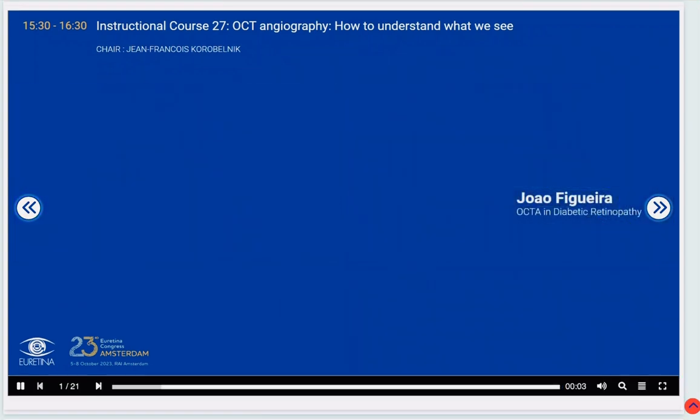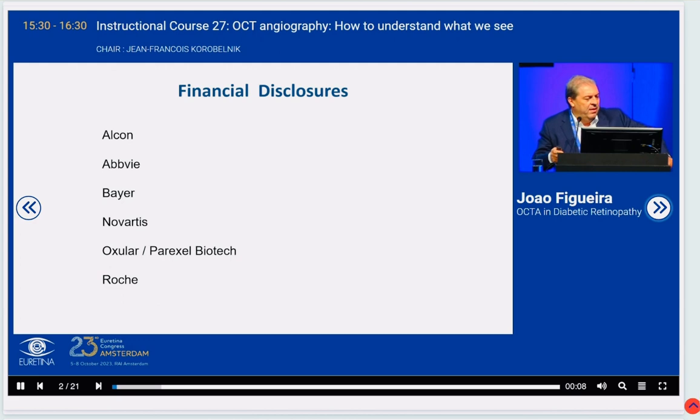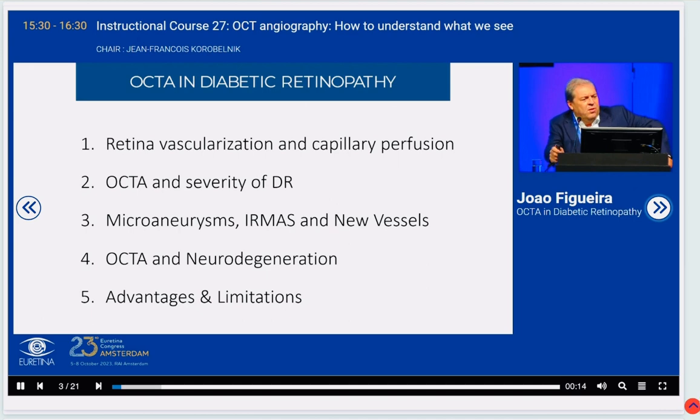Talk about OCTA in diabetic retinopathy. As presented, this is my financial disclosure, none of them related with this topic. As mentioned before, OCTA is a revolutionary technology that can give us a high-resolution analysis of the vascular network of the retina. And as diabetic retinopathy is strongly linked with microvascular alteration, it makes this technique very useful, at least theoretically, for clinic and research.